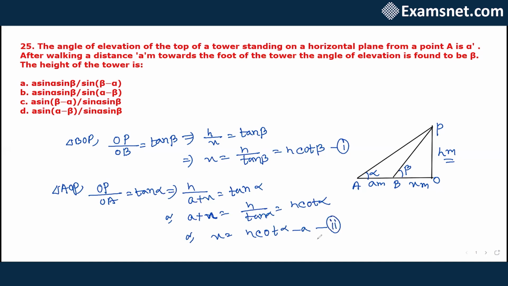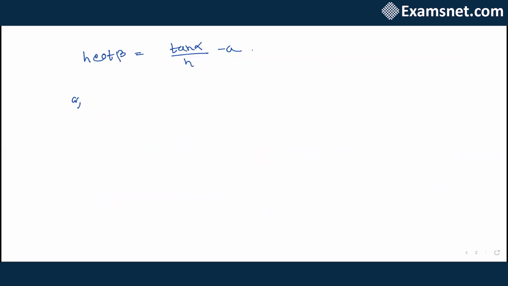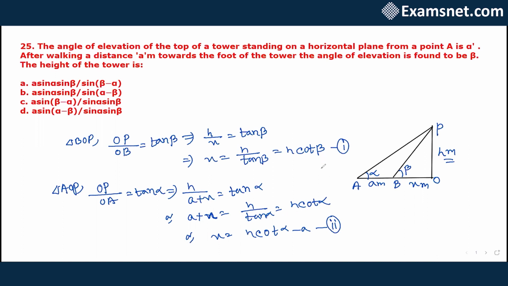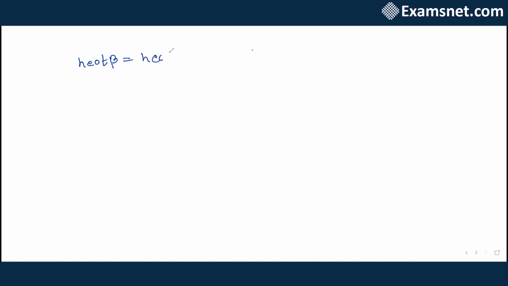Now look here, both the equation 1 and 2 refer to the value of x. That means these two values are equal. So we can equate these two values. So here h cot beta equals h cot alpha minus a.